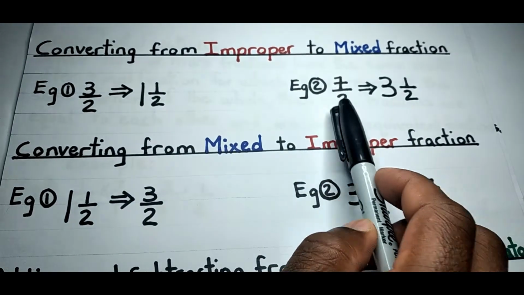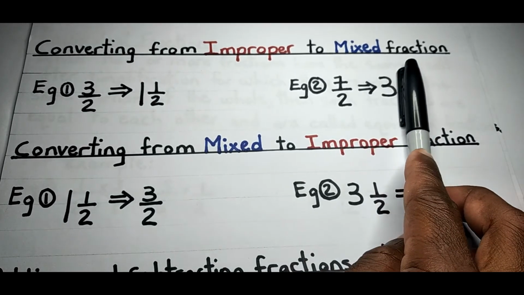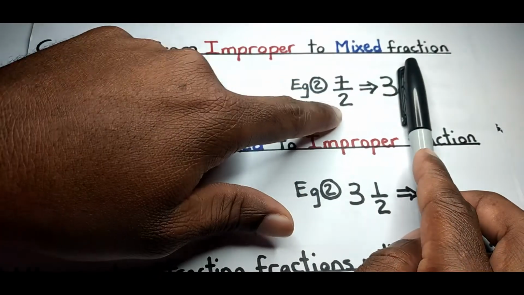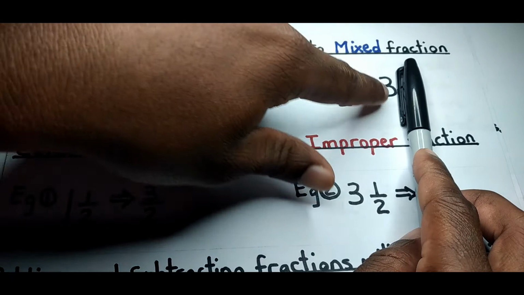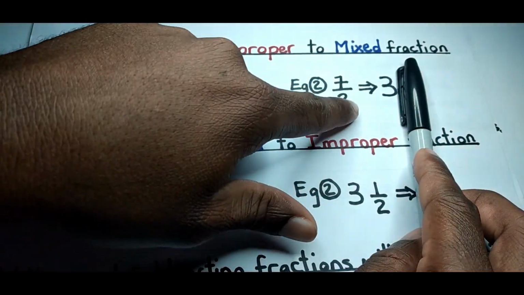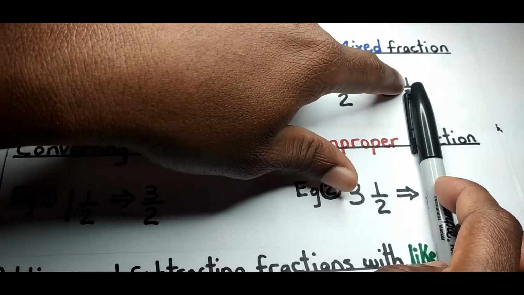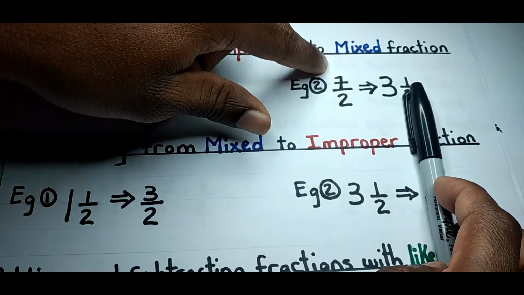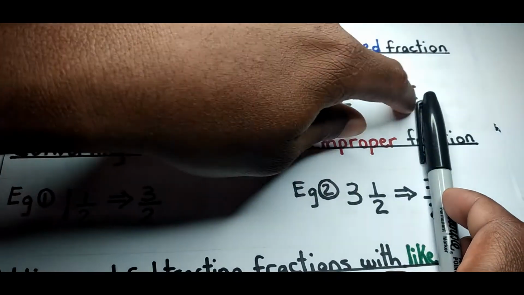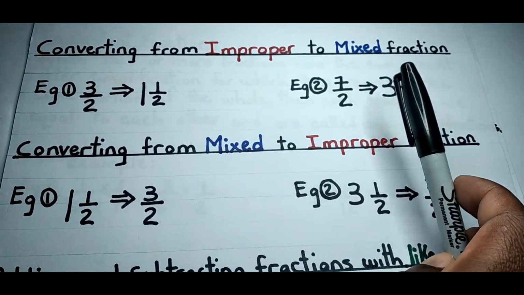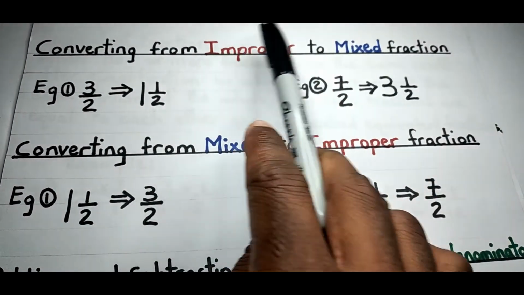Now let's look at this second example right here. It requires us to do the same thing. Again, the whole number represents the number of times the denominator can go into the numerator. So 2 goes into 7 3 times, leaving a remainder of 1. After we take 2 out of 7 3 times, we'll be left with a remainder of 1. And we keep the common denominator, which is 2 in this case. So 7 over 2 is the same thing as 3 and 1 over 2. And that's how we convert from improper to mixed.